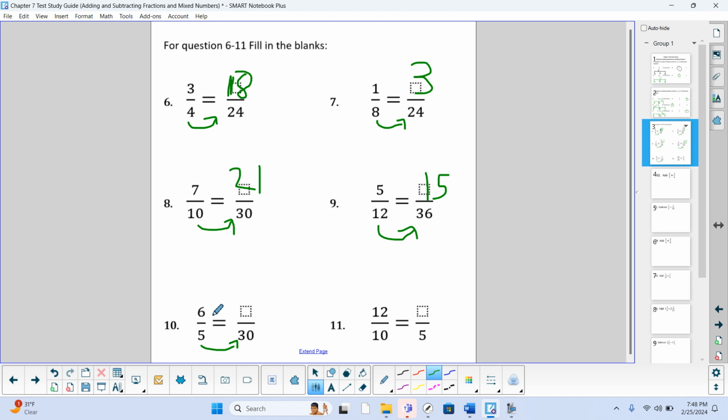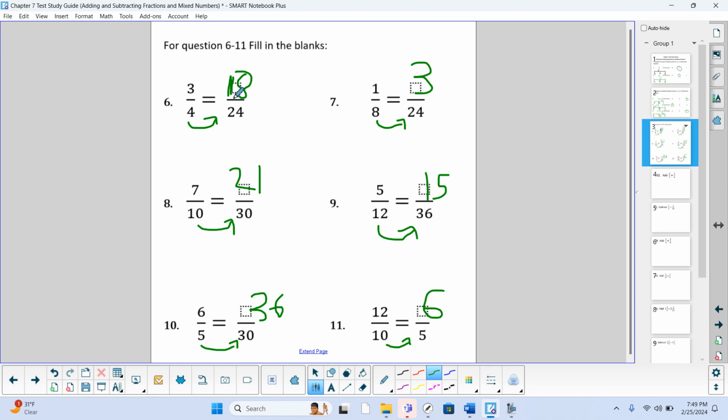So I'm going to take the numerator, multiply that by 6. 6 times 6 is 36. 36/30 is equal to 6/5. And this last one, I have to actually go down. I have to go from 10 to 5. So here I would actually divide by 2. So 12 divided by 2 is 6. So 6/5 is equivalent to 12/10. Once again, with all of these on this page, you are finding an equivalent fraction.